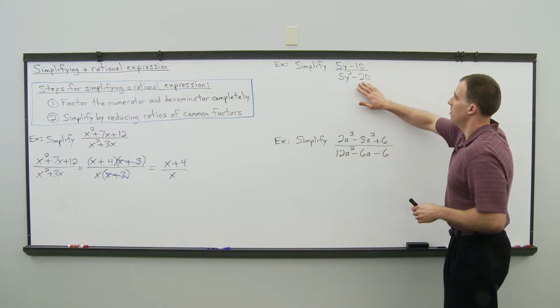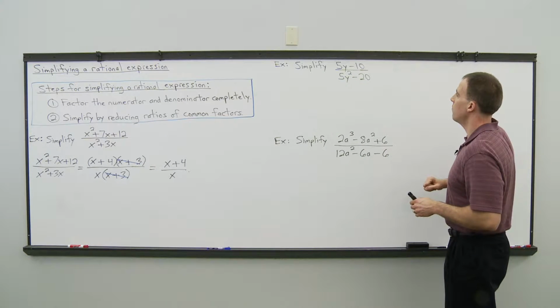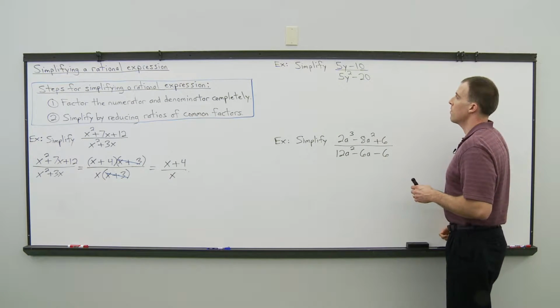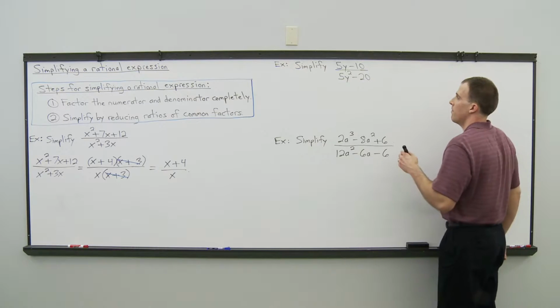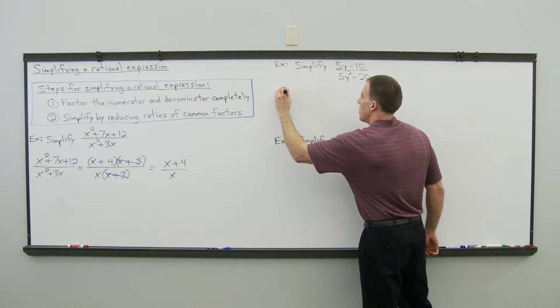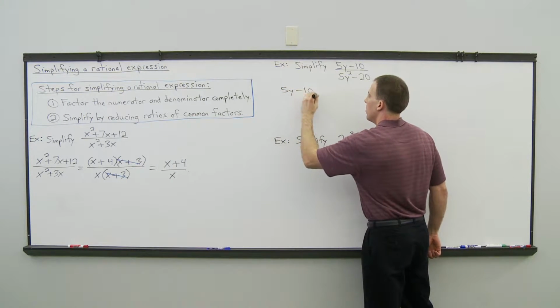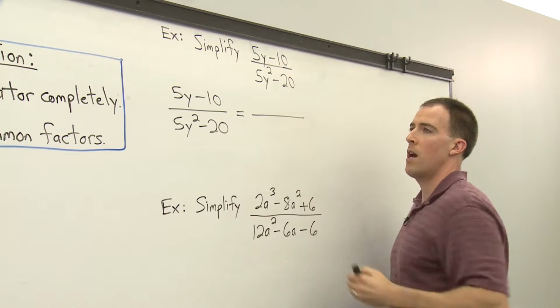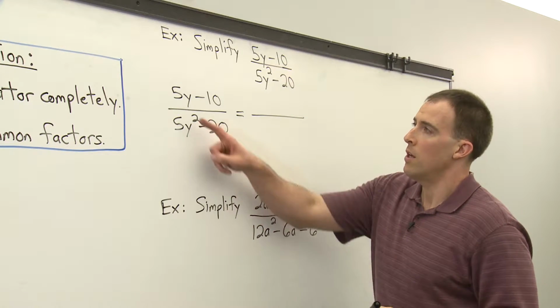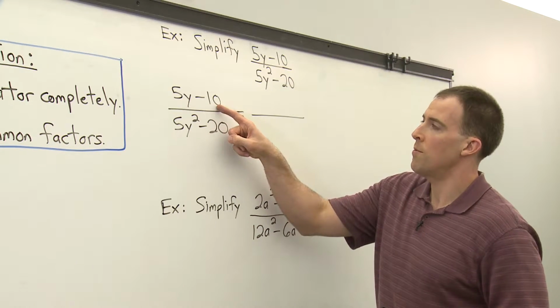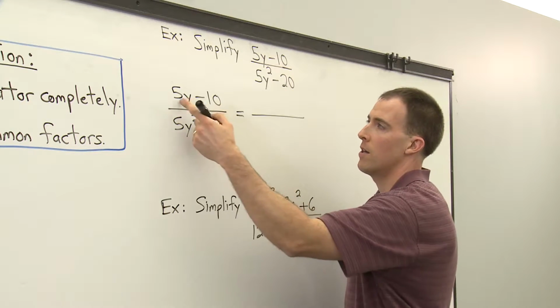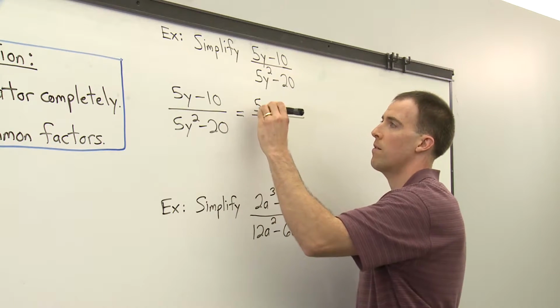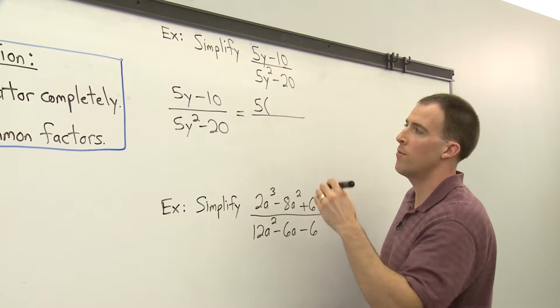Here's another example. This one says simplify 5y minus 10 all over 5y squared minus 20. First step is to factor the numerator and denominator completely. So looking at the numerator here, it's just two terms, a binomial. They have a common factor of 5. So we can factor out a 5 from both terms in the numerator.